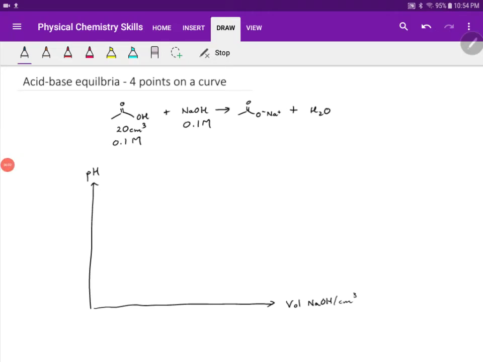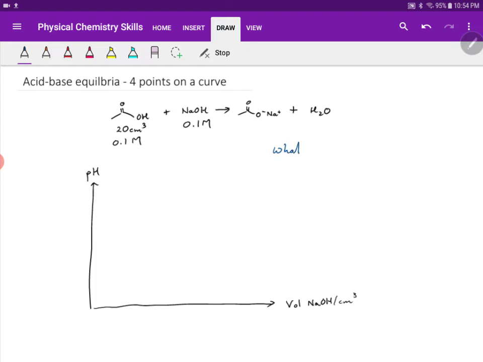Hi everyone, in this lesson we are going to talk about the acid-base equilibrium from the point of view of the four different points on the curve. As long as you understand these four different points on the curve, you will be able to understand this whole chapter.